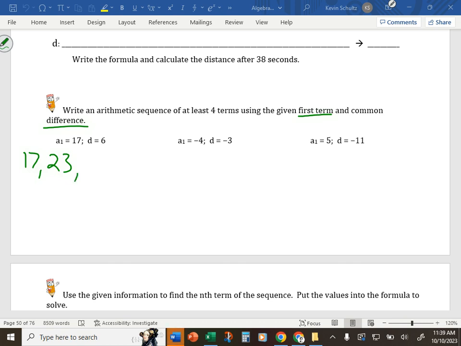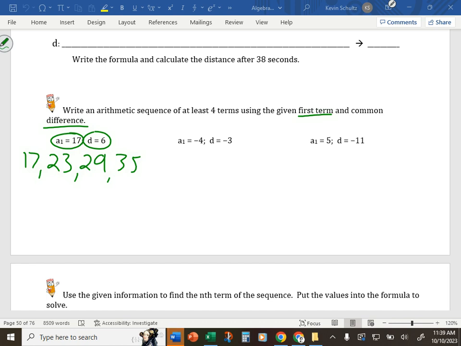So, Zoe, what would come next? 29. What would come next? Nolan? 35, right? And there we have the first 4 terms of the sequence with a starting number of 17, that's the A1, and a pattern of 6.